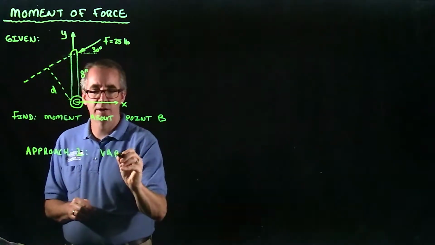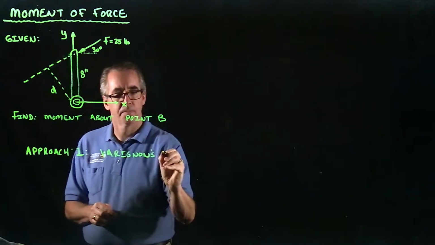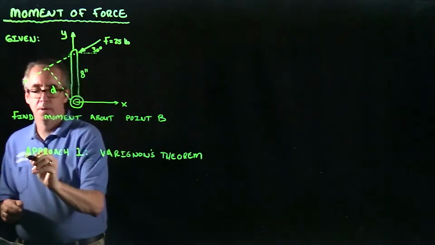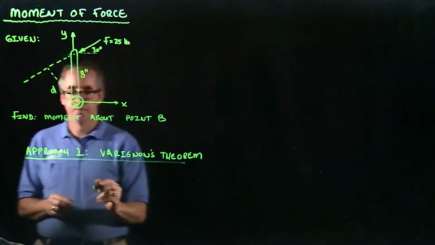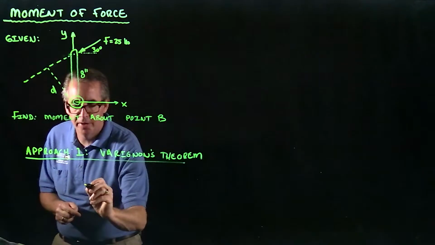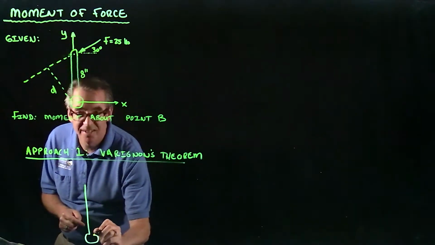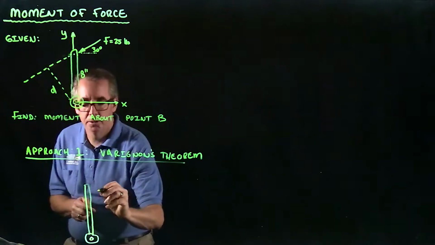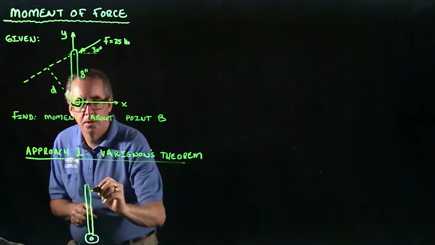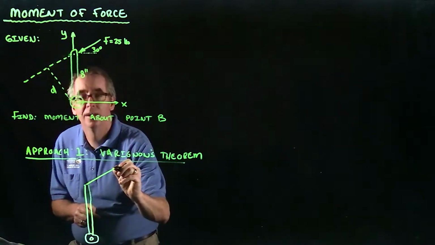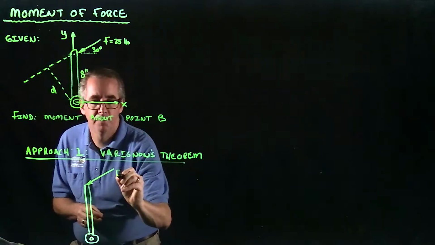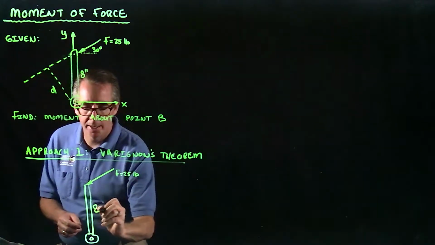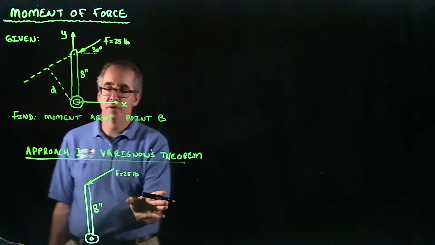And again, this is based on Varignon's theorem. So, with Varignon's theorem, what we're going to do is take the same drawing that we have. I'm just going to simplify it a little bit here. Okay. I have this force. I'll just draw it right here. Okay, force of 25 pounds. And what I'm going to do is break it up. Oh, let me do my moment arm. Forgot about that. Okay. I'm going to break it up into its two components.